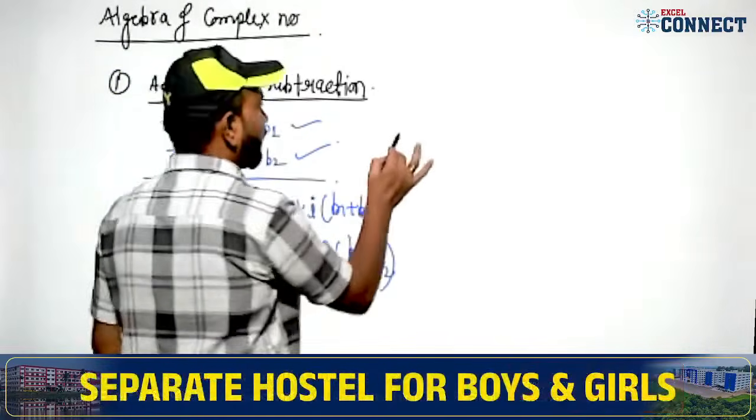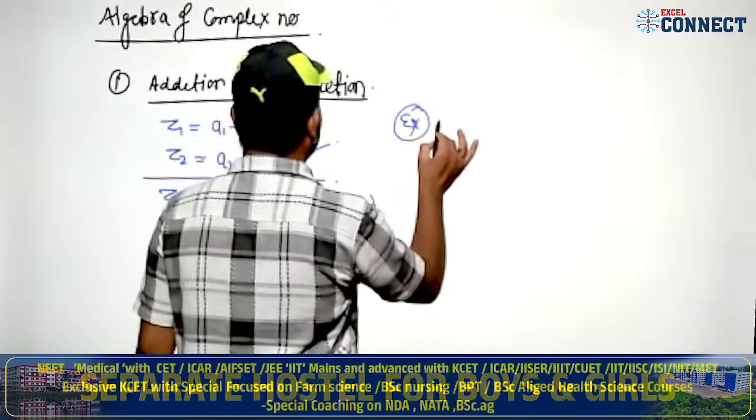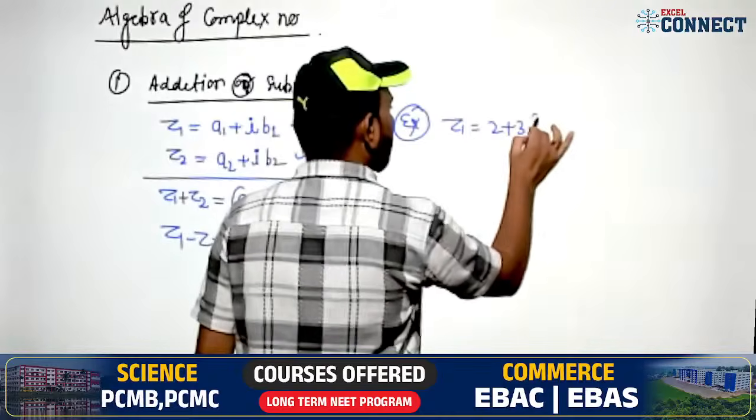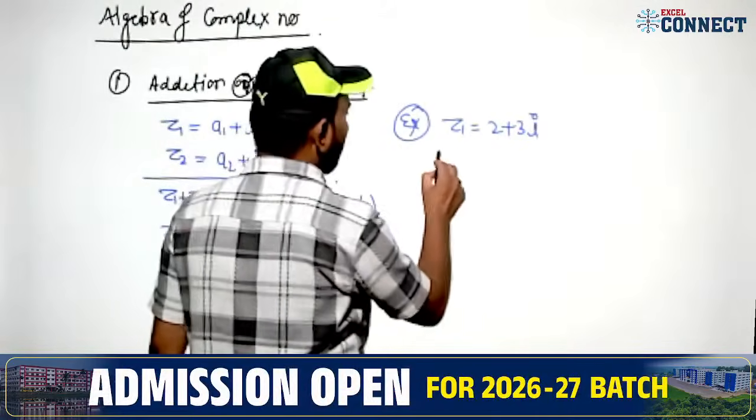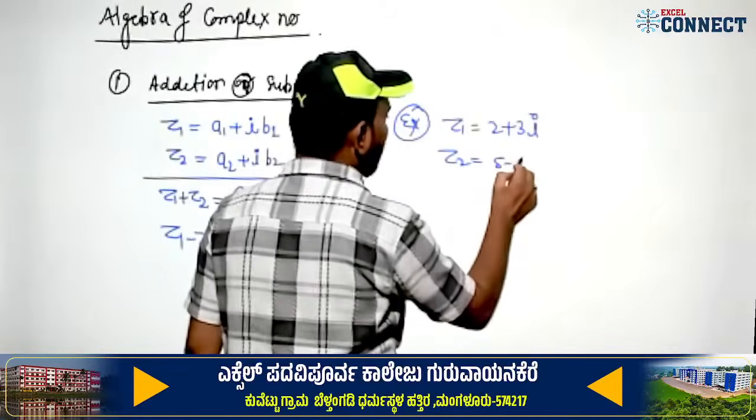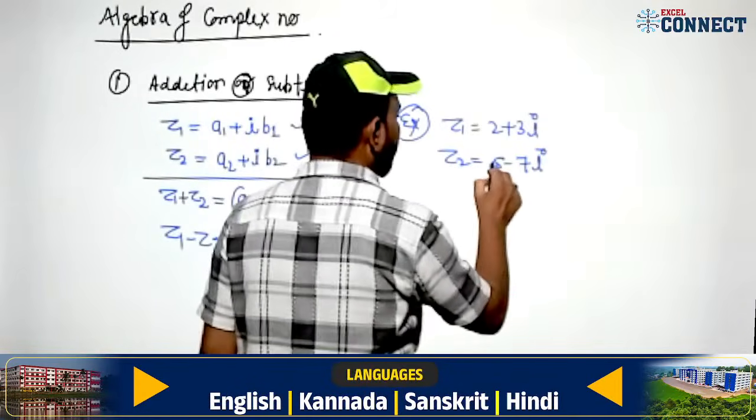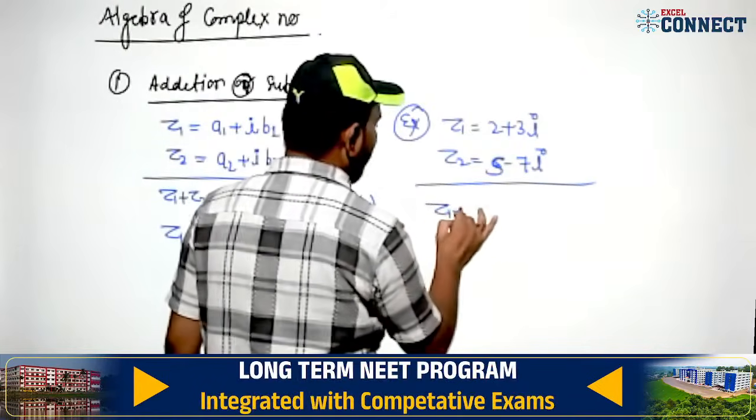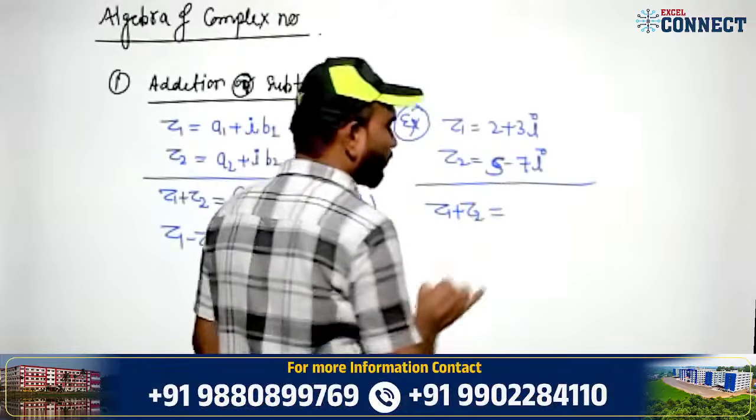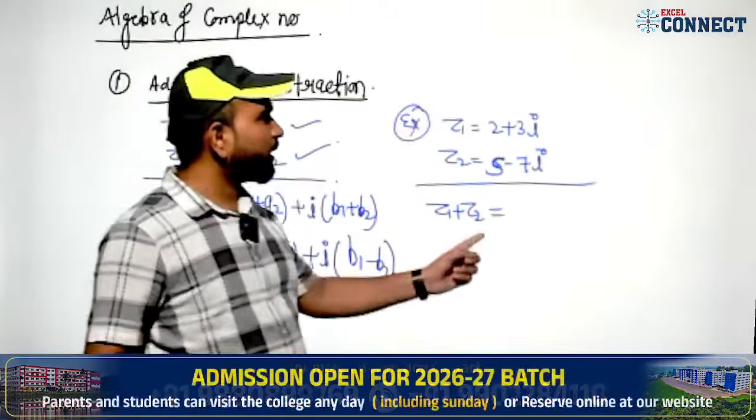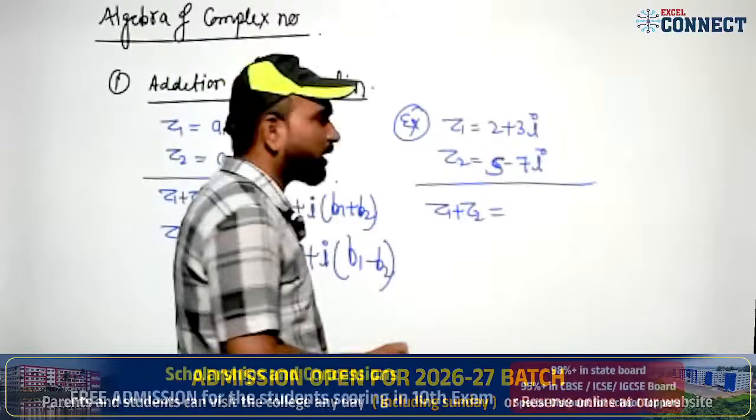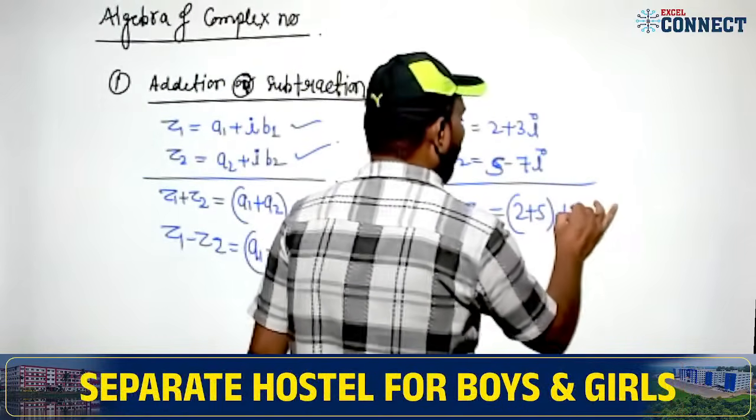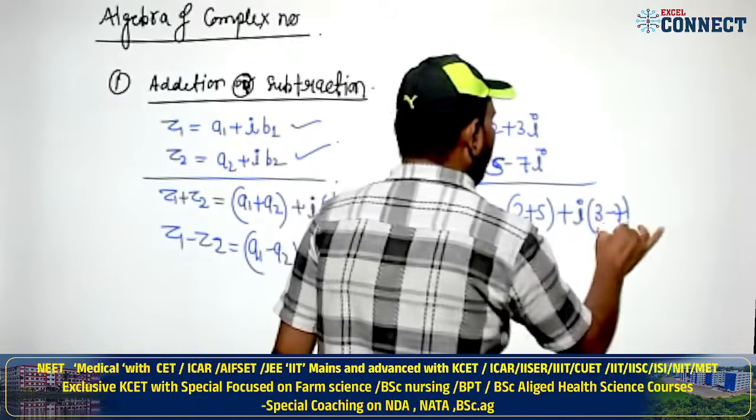If I write an example, suppose z1 is equal to 2 plus 3 iota and z2 is equal to 5 minus 7 iota. If I ask you what is z1 plus z2, you add the real parts and add the imaginary parts. So this will be 2 plus 5, and plus iota common, 3 minus 7. What is this?